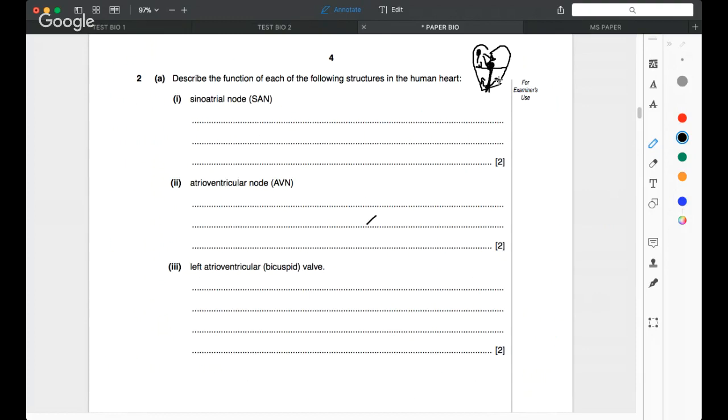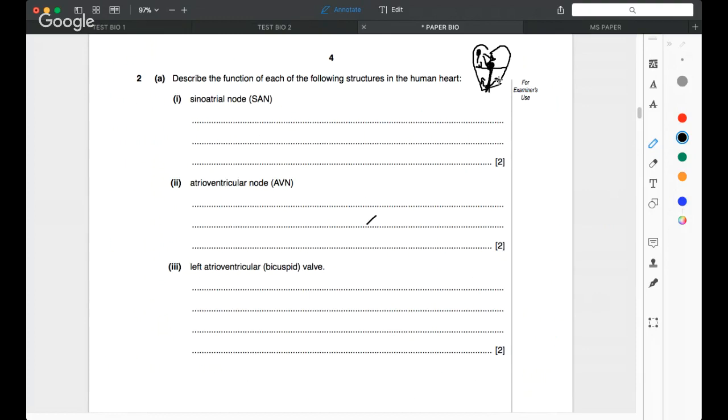Left AV valve, Mark. So okay. It opens during atrial systole when the blood pressure of the left atrium is greater than that of the left ventricle, and it closes to make sure that blood doesn't flow in the wrong direction during ventricular systole, when the blood pressure of the left ventricle is higher than that of the left atrium.